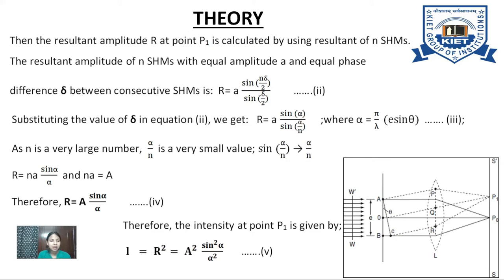So now we get R is equal to na sine alpha upon alpha, and na we take as capital A. Therefore, R becomes capital A sine alpha upon alpha, and therefore the intensity at point P1, which can be found out by squaring capital R, becomes A square sine square alpha upon alpha square. So intensity is A square sine square alpha upon alpha square.